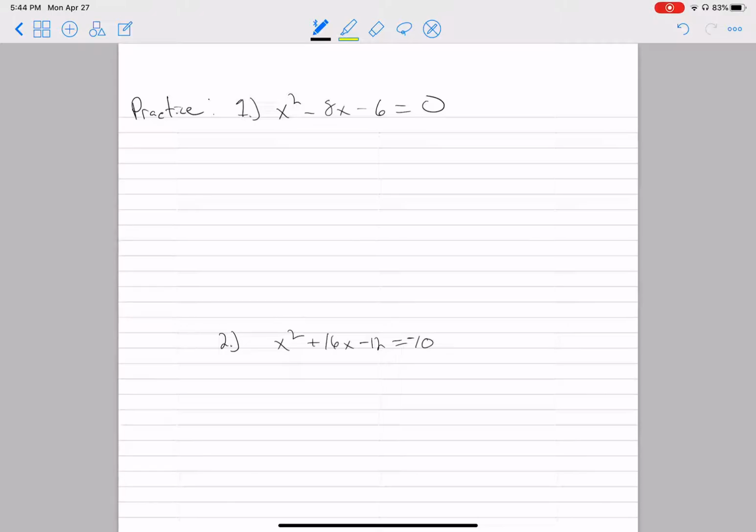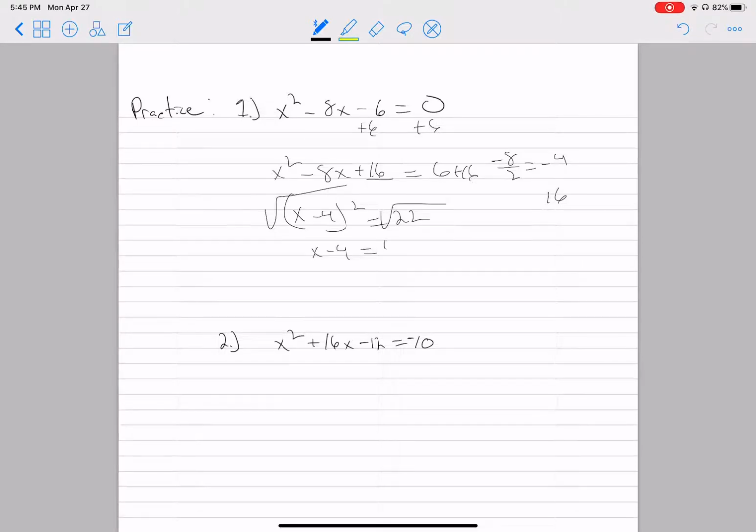So how do we solve this? This is not factorable, so I'm going to do a plus 6 on both sides. X squared minus 8x plus blank equals 6. Negative 8 divided by 2 is negative 4. Negative 4 squared is 16. I'm going to put a 16 here and 16 here. It's going to be x minus 4 squared equals 16 plus 6, which is 22. Square root: x minus 4 equals plus or minus the square root of 22.